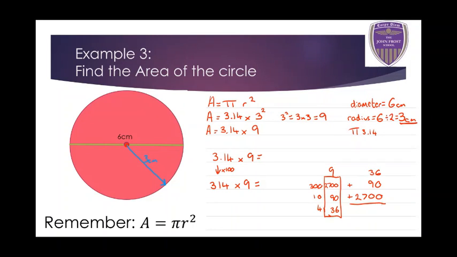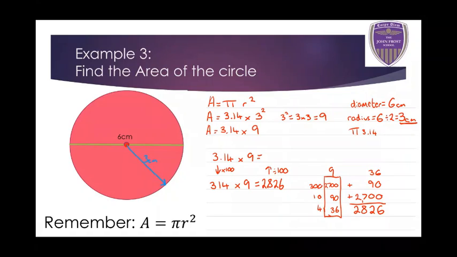6 plus 0 plus 0, 6. 3 plus 9 plus nothing is 12. Carry the 1. 1 plus 7 is 8. And then 2 is 2. Okay. So I know that 314 times 9 is 2,826. Okay. But because I times this by 100 at the start, I need to divide this by 100 now.